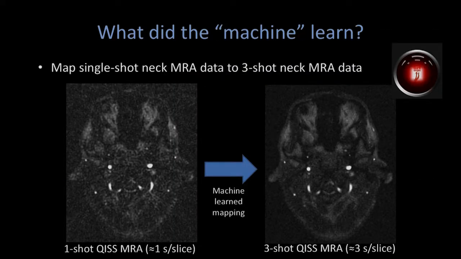So what exactly did we have the machine learn? Essentially, we trained it to map single-shot neck MRA data to 3-shot neck MRA data. As you can see here, where we have substantial undersampling artifact, it basically tries to learn how to map to this domain, and that's what the network was trained to do.